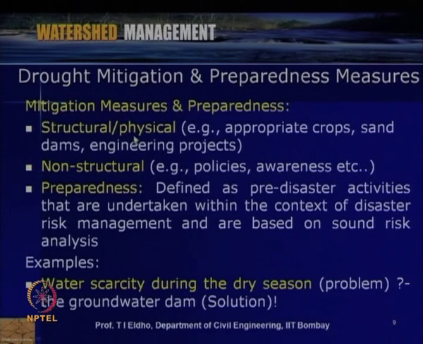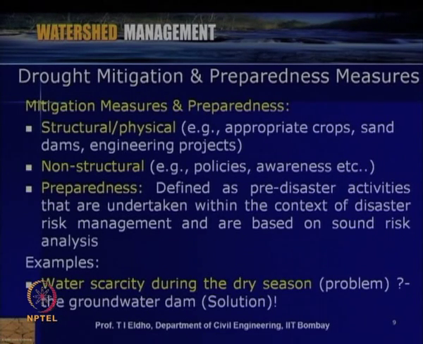Then mitigation and preparedness is defined as pre-disaster activities that are undertaken within the context of disaster risk management and are based on sound risk analysis. So when we are preparing drought mitigation plans, strategies or preparedness, we have to make it appropriate, in such a way that it is based upon risk assessment or risk analysis. For example, water scarcity during the dry season. We have to analyze what the problems are, whether it is the lack of rain, or the soil nature, or the drainage systems, or whatever it is.